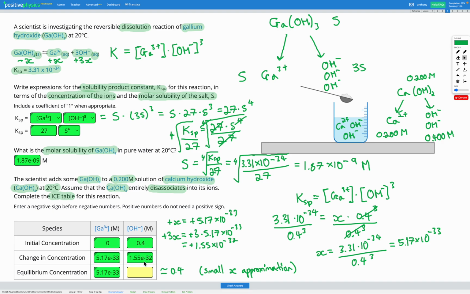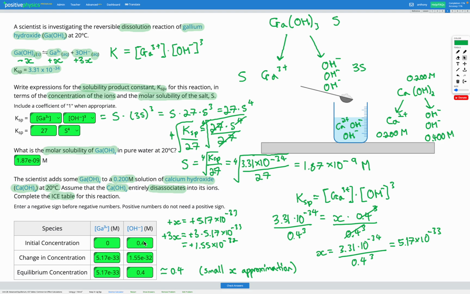So it's absolutely tiny. And if you put into your calculator 0.4 plus 1.55 times 10 to the power of negative 32, the answer it's going to give you is just 0.4, because your calculator is saying that number is so much smaller than this, it doesn't affect it. So that's proof to us that our small x approximation worked, because the change we found is so tiny, it really does not affect our concentration of hydroxide.